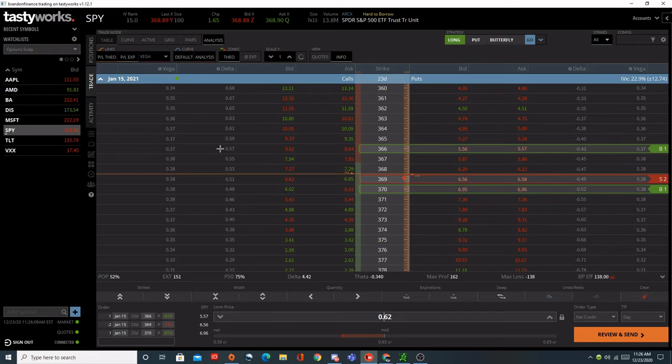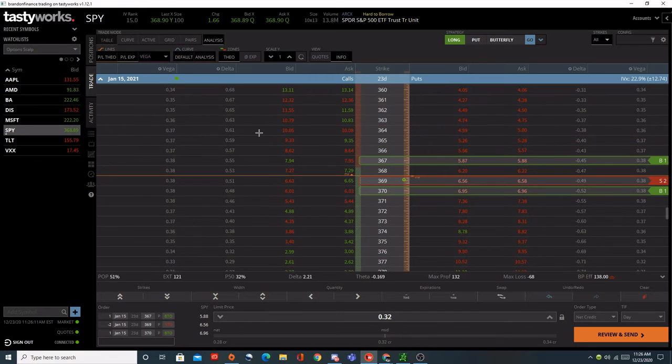So for this trade right here, I'll bring it right here. You can see this is basically a 367, 369, 370 broken wing butterfly on the put side. This would be betting you're going to receive a $30 credit. Your max profit's 130, and you're risking. This keeps changing. Let me move this here. So say you're 30.